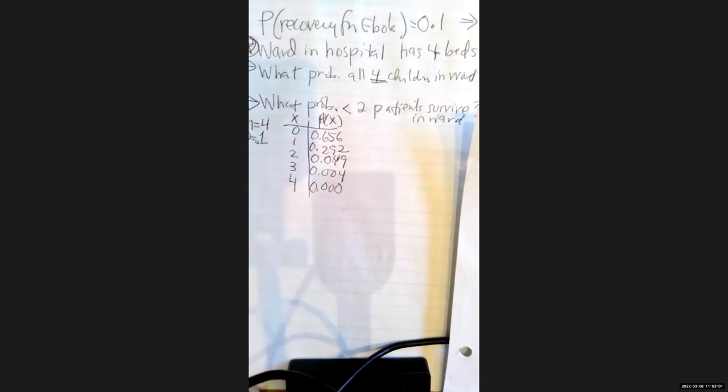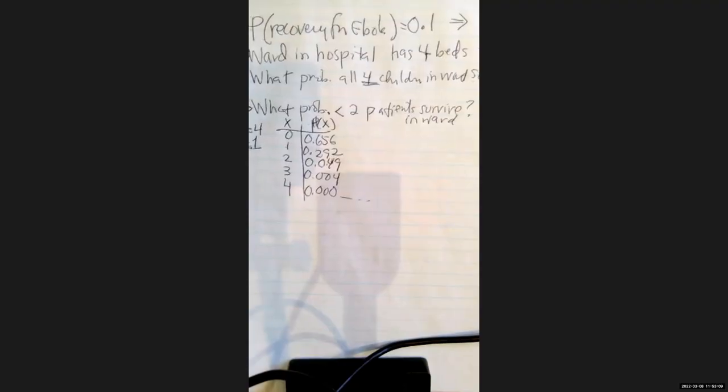So 0 is 0.656, 1 is 0.292, 2 is 0.049, 3 is 0.004, and 4 is 0.000. Right, there could be some probability of survival that isn't 0, but it's out there in the many digits.